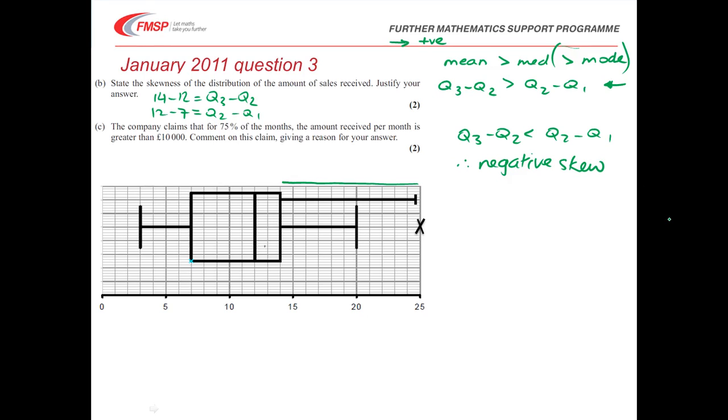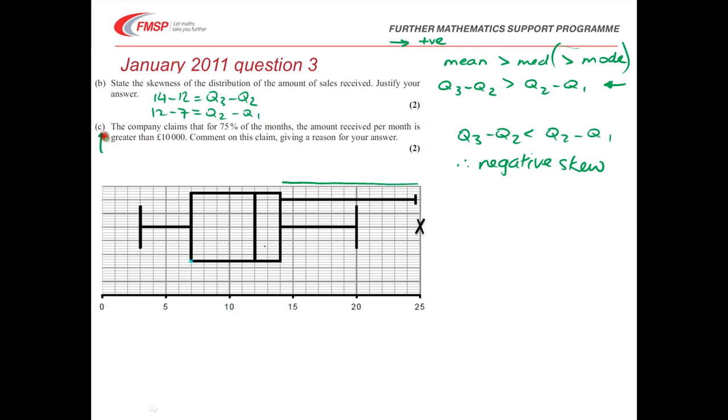We don't need to explain things in words, we can just use the mathematics to help. Now, part C. So you get 2 marks, 1 for saying that it's negatively skewed, and 1 for demonstrating you know. So you could use words, but maths is much more efficient.